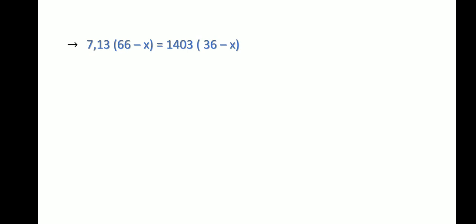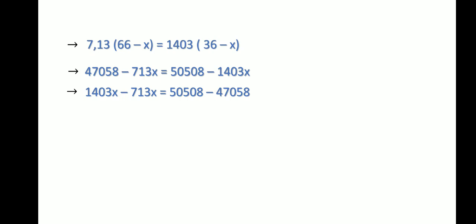We multiply 713 into 66. So we multiply these terms. This is what we get. Again we arrange the variables and the constants together. So this is what we have. We have brought 1403, which was minus on the right hand side, to the left hand side, so it became positive. And we have taken 47058, which was positive, from the left hand side to the right hand side.